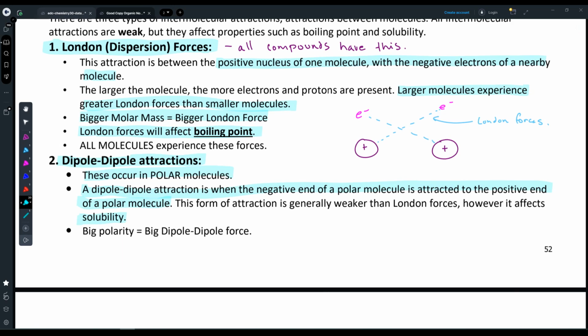Polar molecules are going to dissolve other polar molecules. Non-polar molecules are going to dissolve other non-polar molecules. However, you can't mix and match. A non-polar molecule is not going to dissolve a polar molecule. If you have a high degree of polarity in your molecule, you're going to have a high dipole-dipole force. So the bigger the polarity, the more dipole force a compound is going to experience.